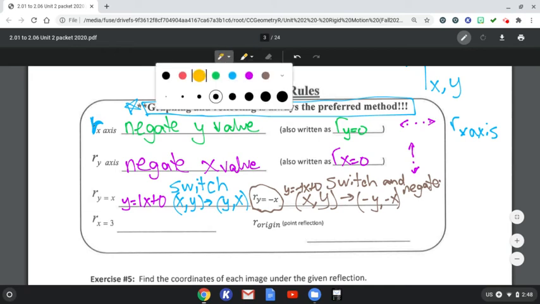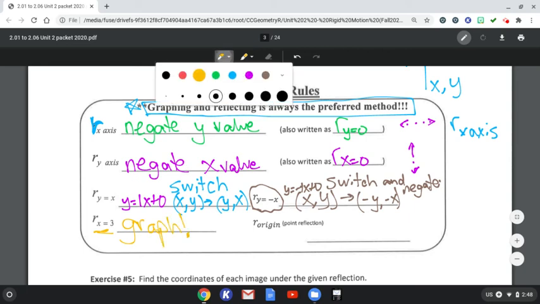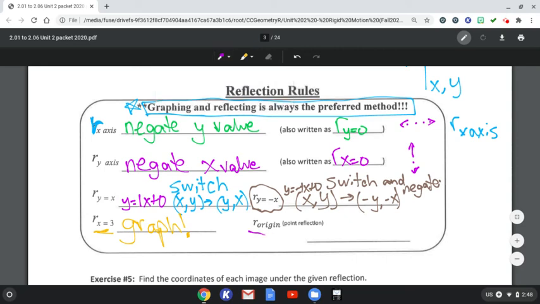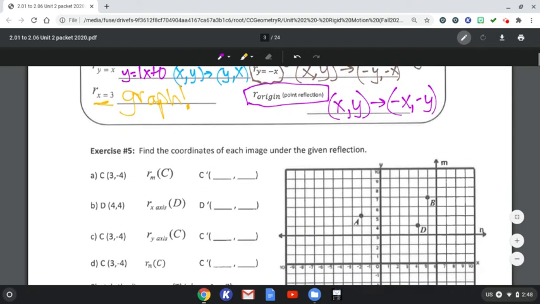Graphing the line x equals 3, you always just want to graph that one. And I'll explain that in a minute. And reflecting through the origin is actually a point reflection. It's not a line reflection, but you do reflect. That's when you take your ordered pair x comma y and it becomes change the sign of x and change the sign of y. So you multiply by a negative 1 there. I'll explain that with a couple pictures here.